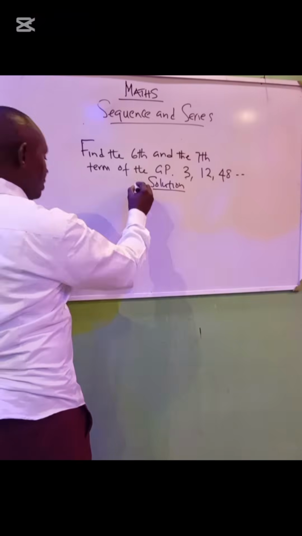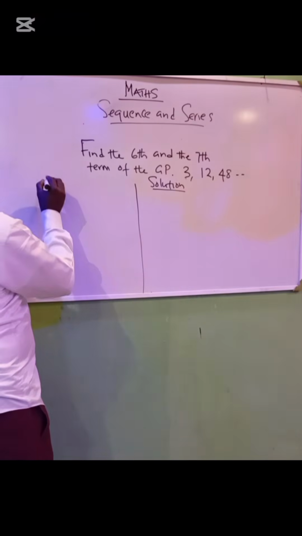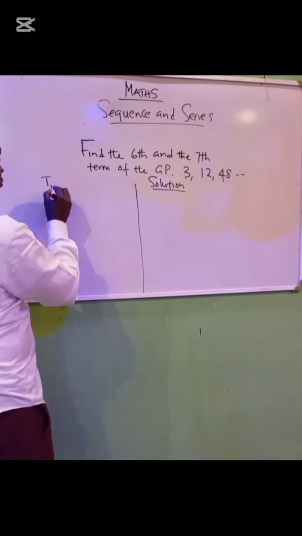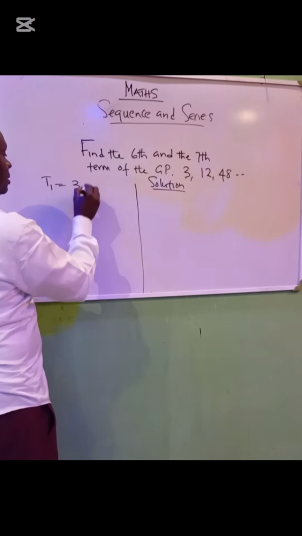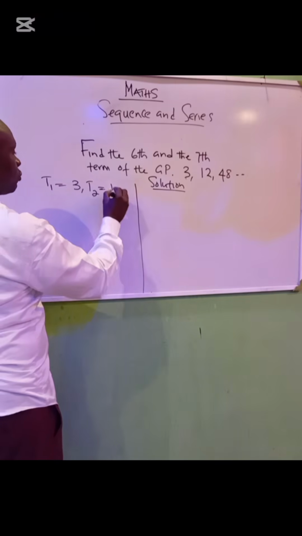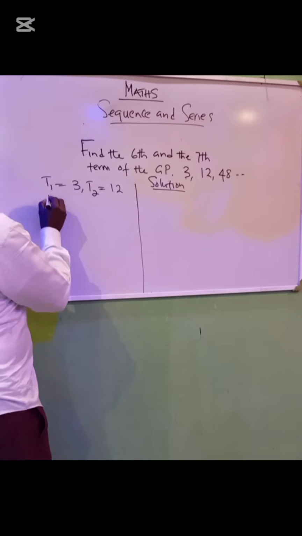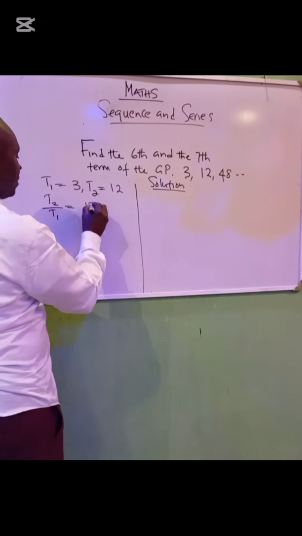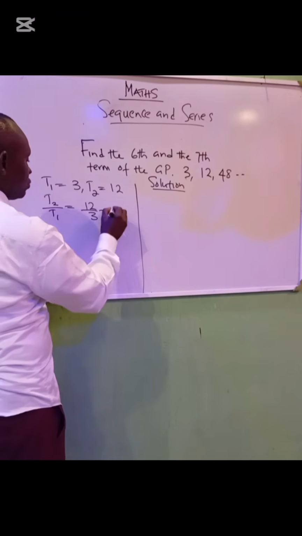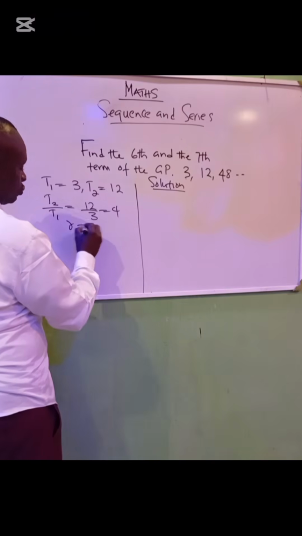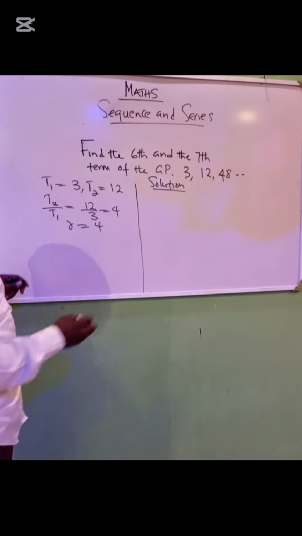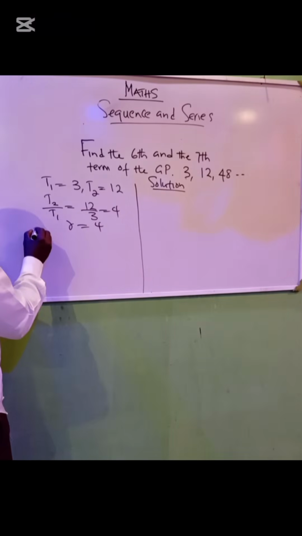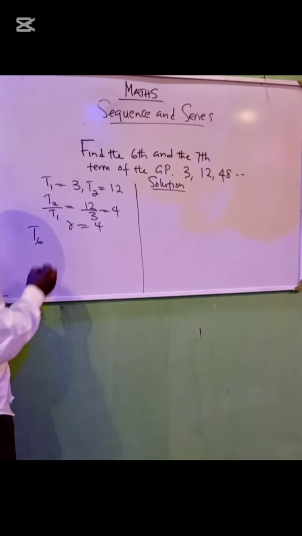Assuming the first term T1, here T1 is 3. Then T2 is equal to 12. So T2 over T1 will be equal to 12 divided by 3, which is equal to 4. So the common ratio is 4.